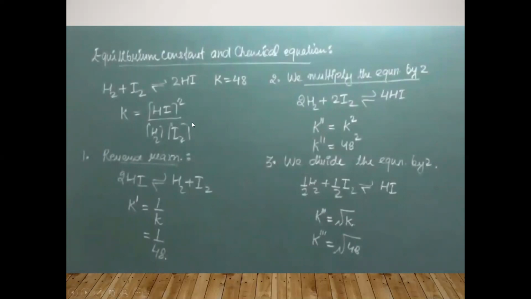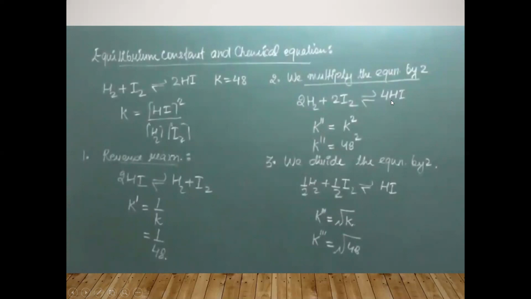Now see, there is one reaction. The equilibrium constant is 48. If I want to calculate the equilibrium constant for the reverse reaction, it will become 1 upon 48. Now, if I multiply this reaction by 2, then what will happen? How will we calculate the equilibrium constant? We will not multiply the equilibrium constant by 2. The equilibrium constant for this reaction will be the square of the original.